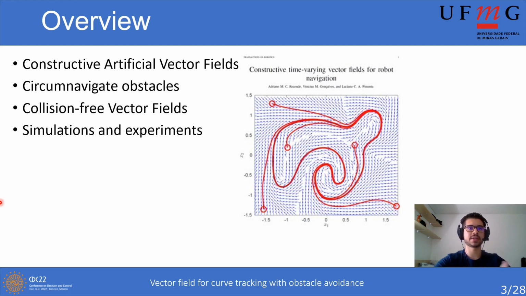be dynamic or static, and this is achieved by, first, adapting the original method to accomplish the task of circumnavigating obstacles instead of following curves, and then combining both behaviors to achieve a curve following with obstacle avoidance. We also present ROS-based computational simulations and real-world experiments with a wheeled robot and a UAV quadcopter.